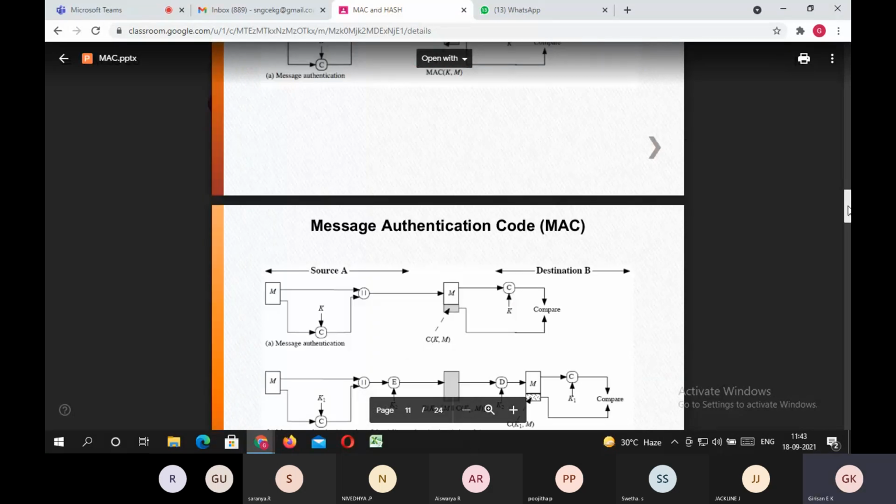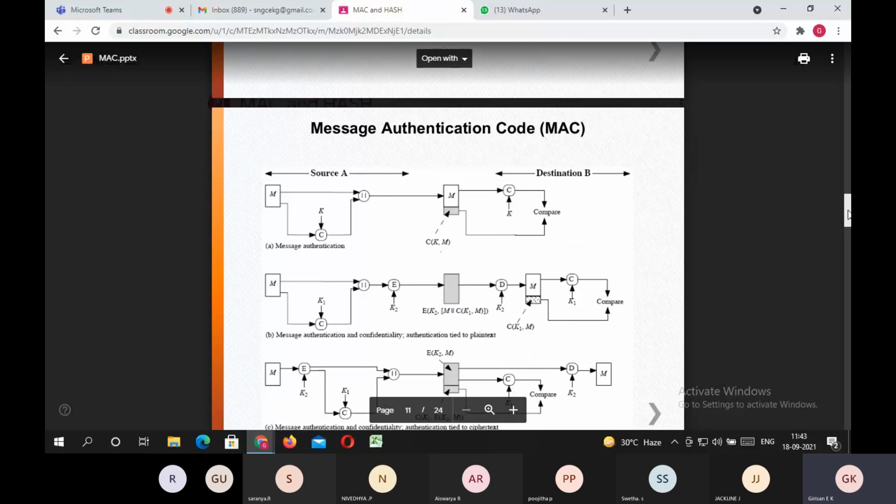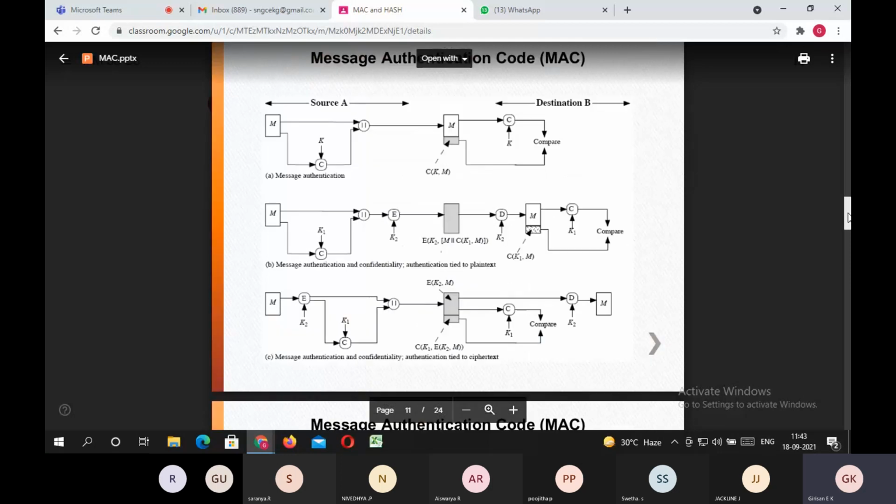And there are some forms of message authentication code which you can see on the screen. The first one is message authentication. There is no provision for encrypting. We don't encrypt. That's the first form. We are just computing the MAC.